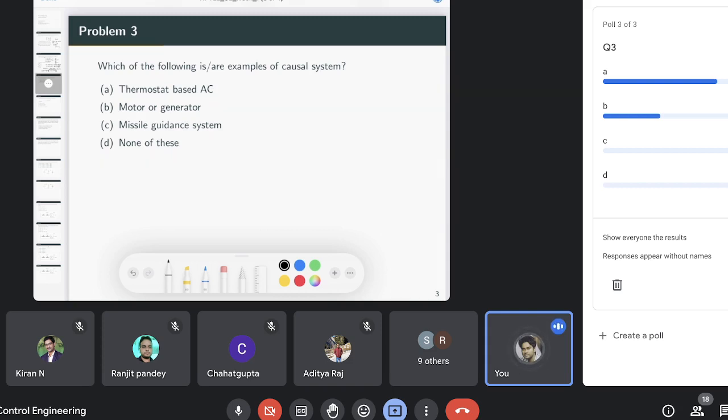What about the missile guidance system? In real life, in general, all systems are causal, but in a missile guidance system you are guiding your missile to a target, and the target could be moving. So you have to predict how the target will move and steer your missile in that direction. You have to estimate what its position will be in the future, and move your missile accordingly. In some sense your system depends on the future position of the target, so this system is not causal.